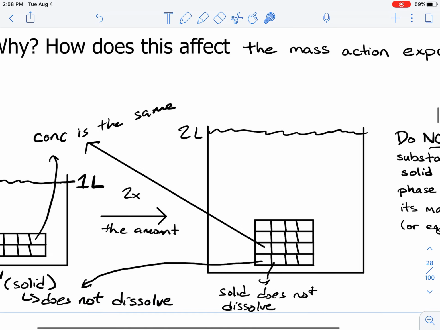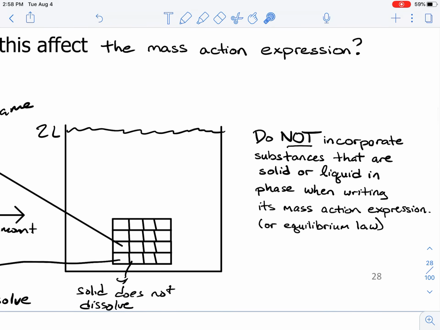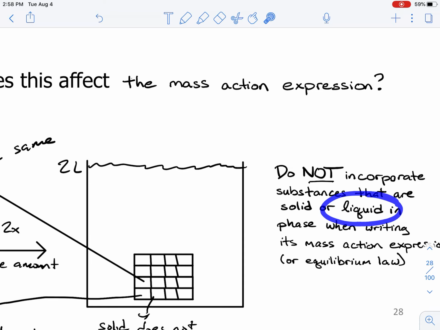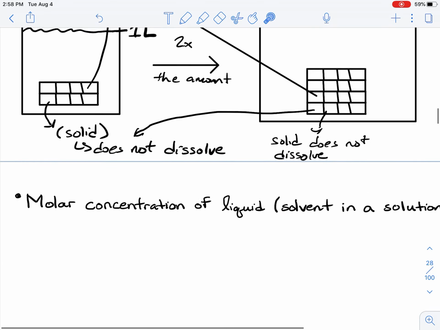Okay. And so overall, we do not incorporate substances that are solid in phase and liquid in phase when writing the mass action expression or the equilibrium law. So this is the moral to this story. And so real quick, I did put in liquid in phase and I didn't really explain why, but I'll just go ahead and do it right now.